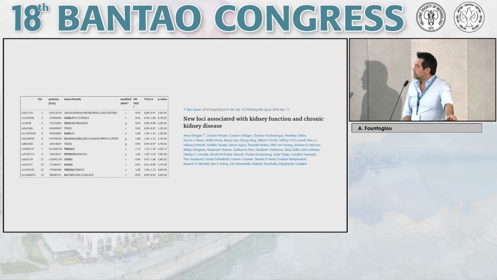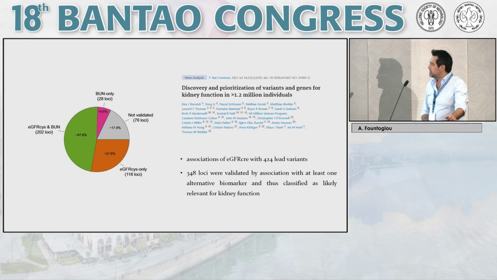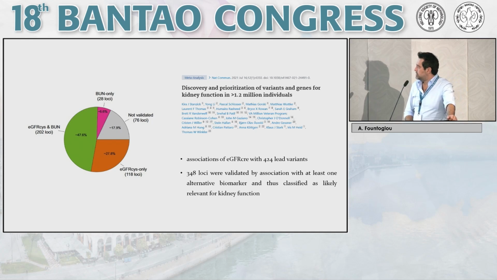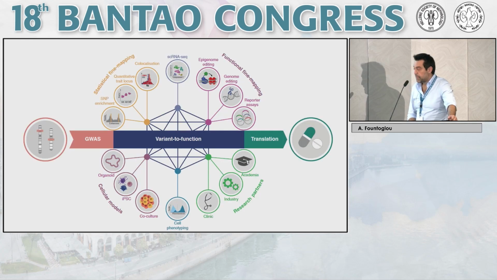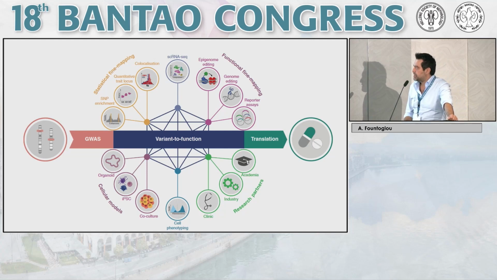In the following years, other genetic studies were carried out which found significant associations between CKD markers and many genetic loci. This is a recent GWAS study that shows association of GFR based on creatinine with 424 lead variants, of which 348 loci were validated by association with at least one alternative biomarker and thus classified as likely relevant for kidney function. However, the big thing with these GWAS studies is not simply to identify genetic loci that are associated with kidney markers, but to translate these findings into biological mechanisms, clinical practices, and therapeutic targets.